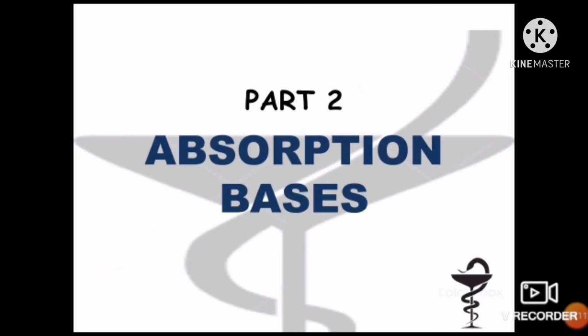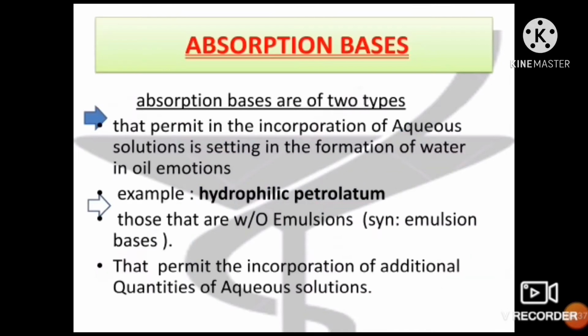So we are discussing part 2 of bases. Which type of base? Ointment bases. The name in front of you is absorption base. So today's lecture we are going to discuss absorption bases, how many types of bases there are, examples of bases, how to prepare absorption bases, what the characteristics or advantages of absorption bases are, and what the similarity or dissimilarity is between an absorption base and a hydrocarbon base.